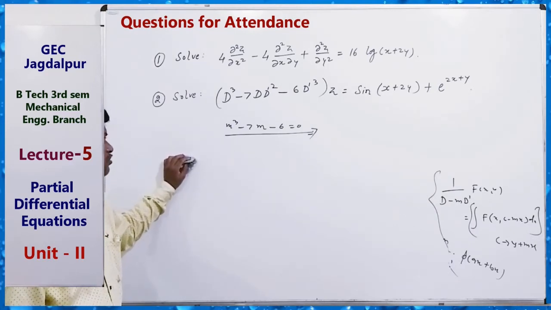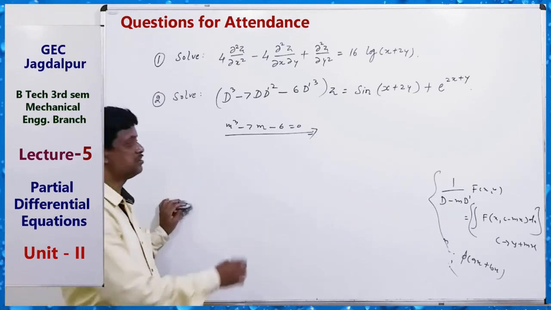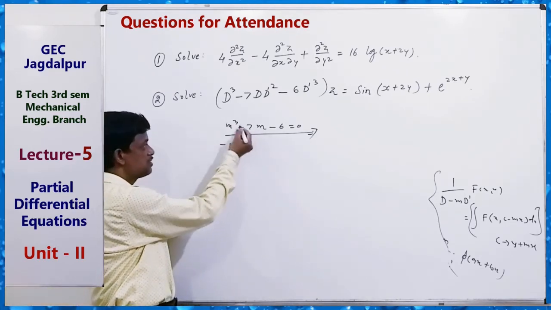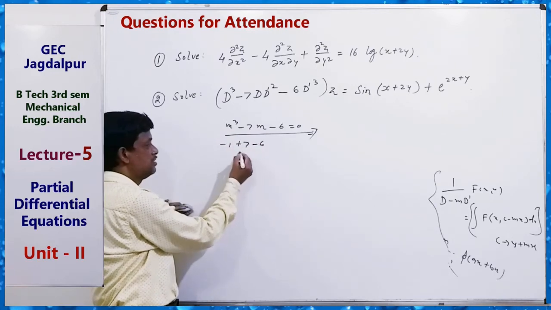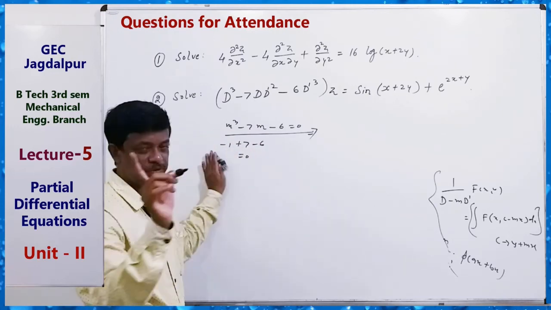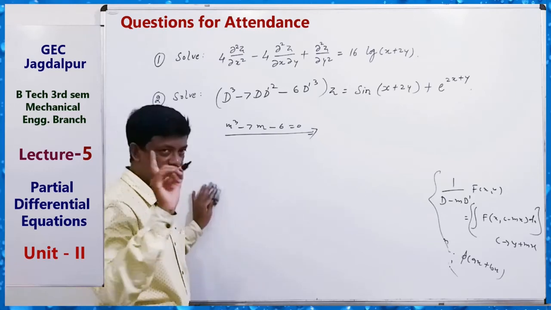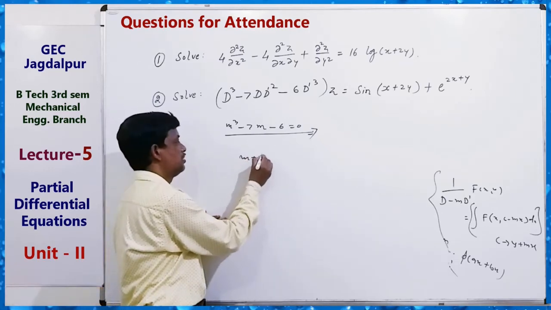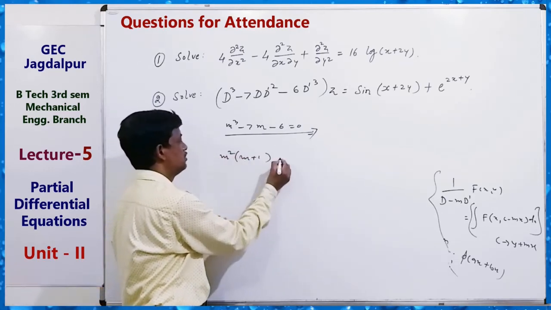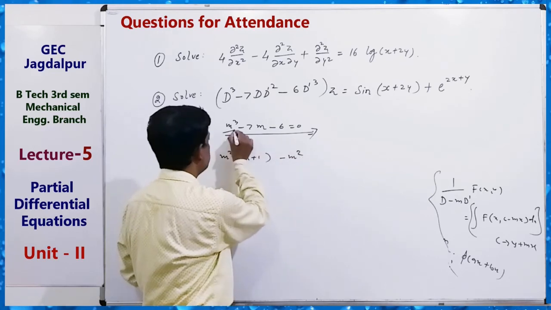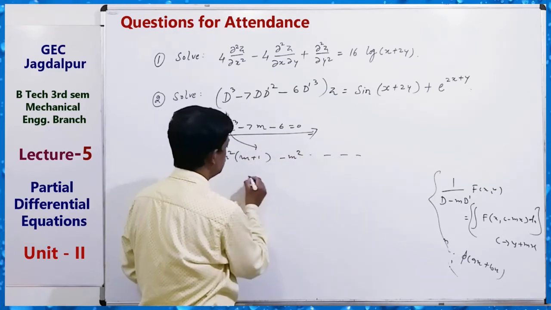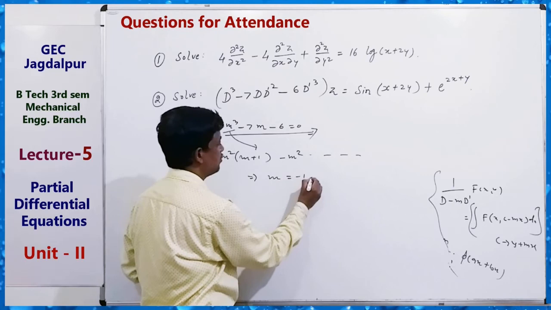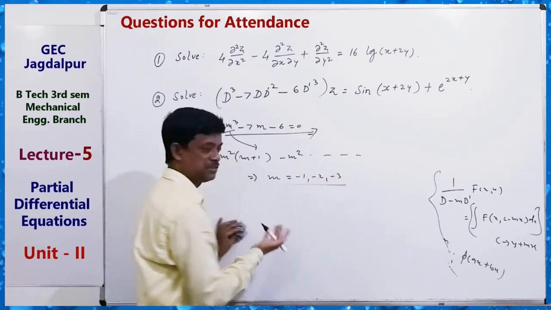minus 1 is a root of this. Because here minus 1, plus 7, minus 6 equals 0. That is, if m equals minus 1, then it is 0. That is, m plus 1 is a factor. So we are writing like this for m cube, and then we can get m equals minus 1, minus 2, 3. You can get it like this.